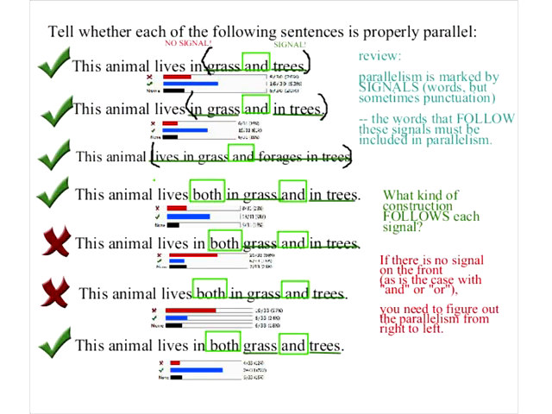So for instance, when you had both and, after both, if it was in grass after both and in trees after and, you were good to go as far as parallel structure. But if it was just grass against in trees, then that's not okay. Those are different types of structures. So let's take a look.